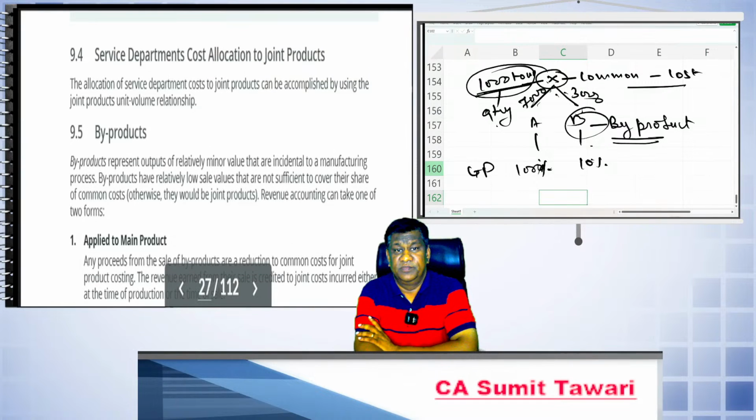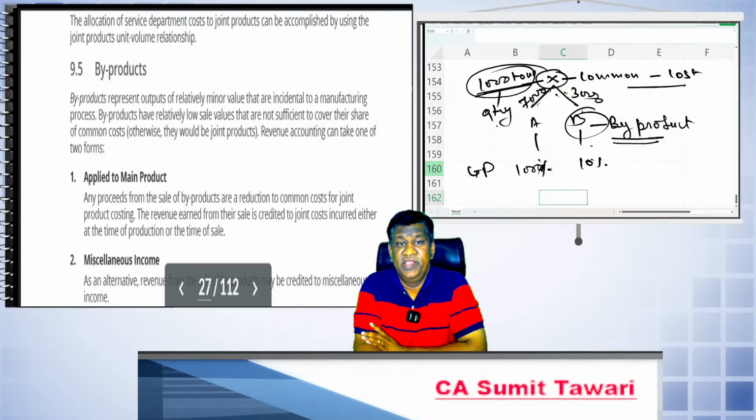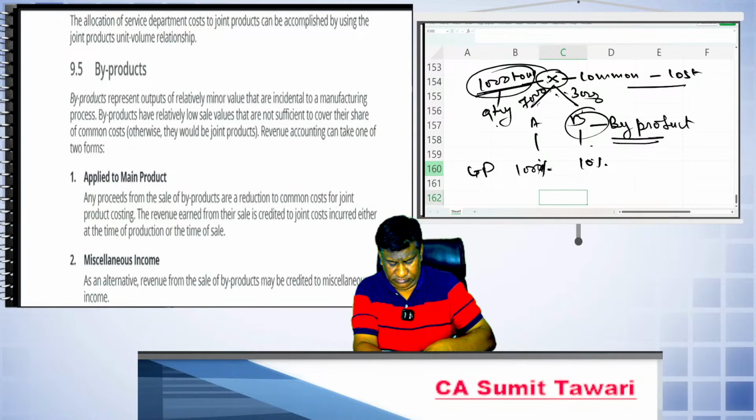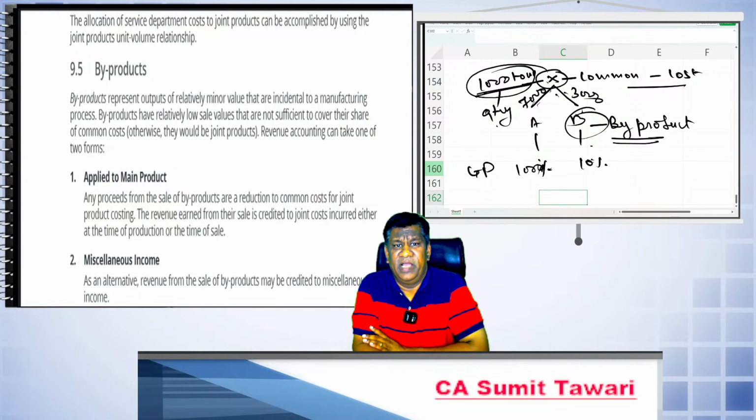Yes, sir. Then service department cost allocation to joint product. The allocation of service department cost to joint product can be accomplished by using the joint product unit volume. Mostly it is the unit volume relationship. Generally this we apply. Then byproduct. Byproducts represent output of relatively minor value that are incidental to the manufacturing process. Byproducts have relatively low sale value that is not sufficient to cover their share of common cost. Otherwise, they would be joint products.